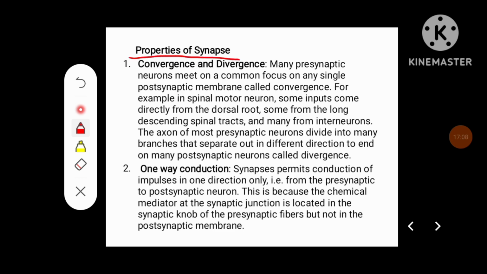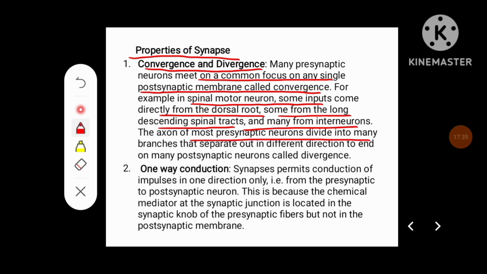Coming to the properties of synapse, some of the properties are convergence and divergence. When many presynaptic neurons meet on a common focus on a single postsynaptic membrane, it is called convergence. For example, in a spinal motor neuron, some inputs come directly from the dorsal root, some from the long descending spinal tracts, and many from interneurons. When the axon of a presynaptic neuron divides into many branches that separate out in different directions to end on many postsynaptic neurons, it is called divergence.